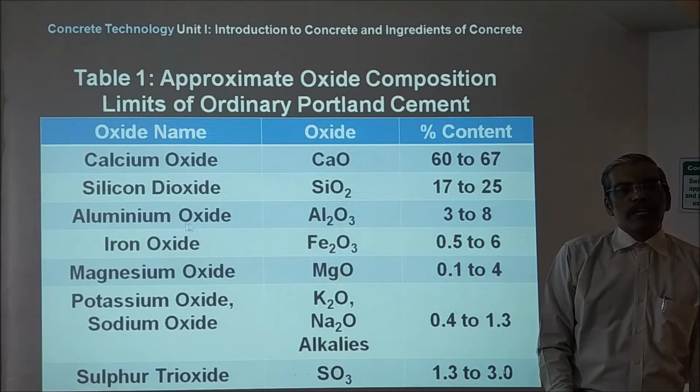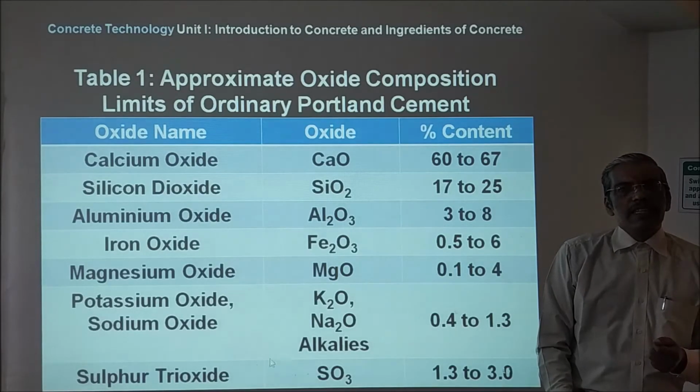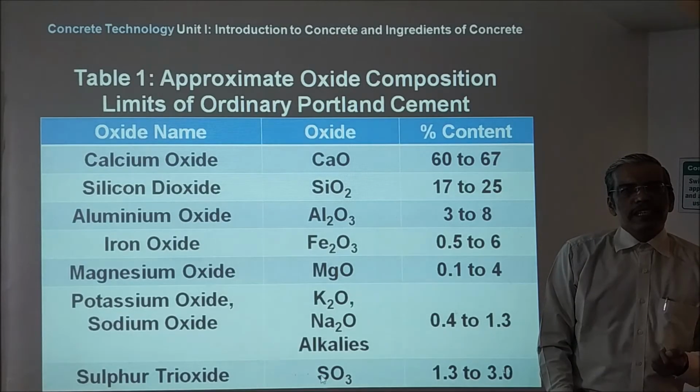Next is the aluminum oxide, Al2O3, 3 to 8% in the cement. Next is the iron oxide, Fe2O3, normally 0.5 to 6% in the cement. Next is the magnesium oxide, MgO, normally 0.1 to 4%. Next are potassium oxide and sodium oxide. Potassium oxide is K2O and sodium oxide is Na2O. Normally they are called the alkalis. It is 0.4 to 1.3% in the cement. Next is the sulfur trioxide, that is SO3, 1.3 to 3%.